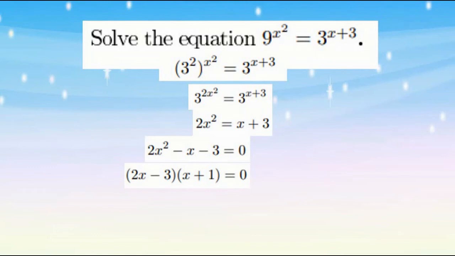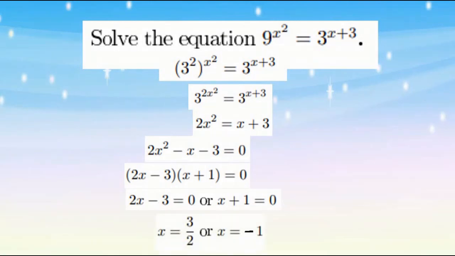Then, we are going to solve for x. So, 2x minus 3 is equal to 0, or x plus 1 is equal to 0. So, x is equal to 3 over 2, or x is equal to negative 1.